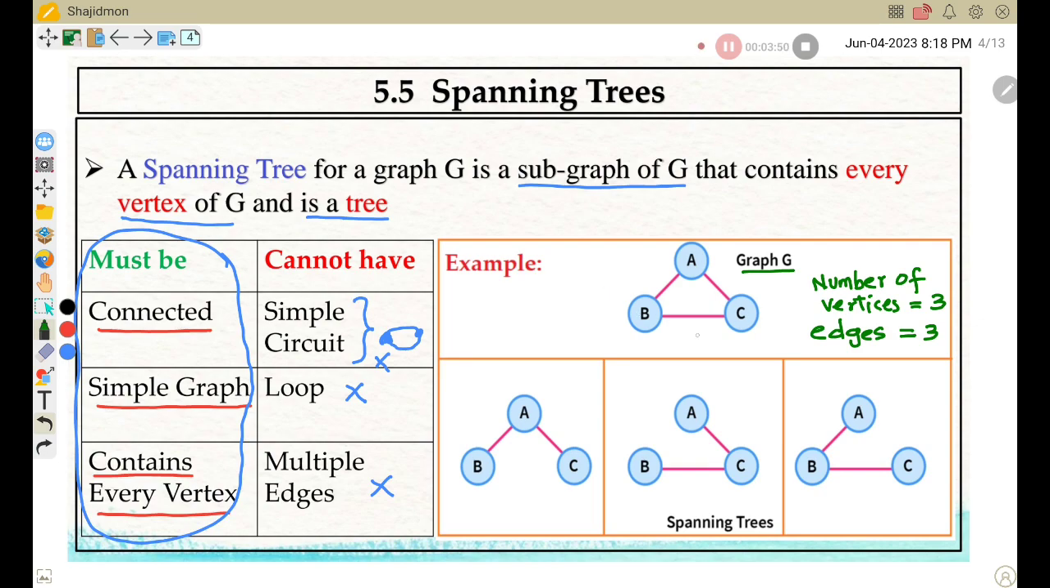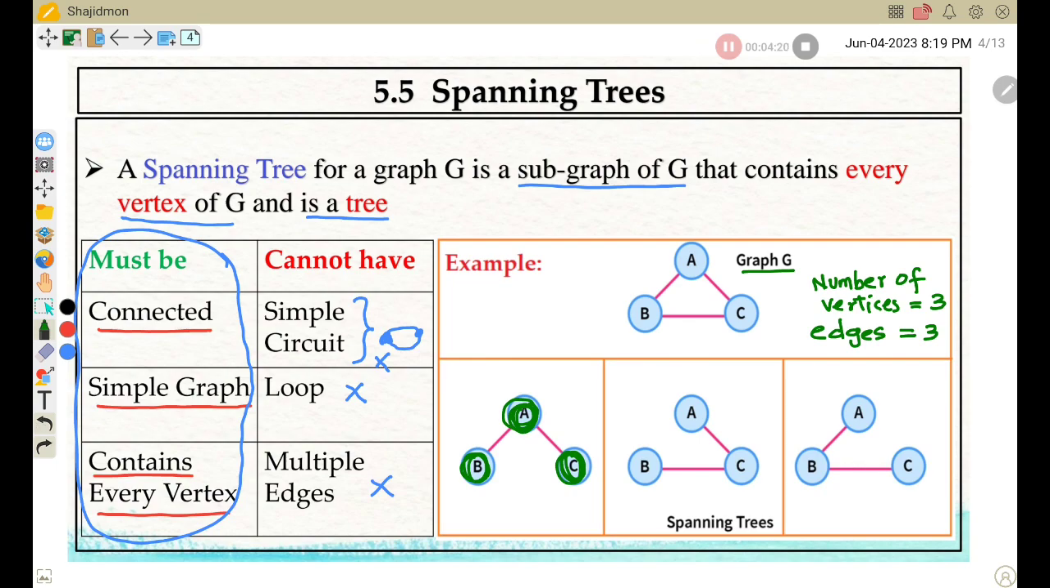Now from this graph, I can form these three spanning trees. You can see the spanning trees here: A, B, C. All the vertices should be in the spanning tree. That is the first condition. So A, B, C, all the vertices are there. And it should be connected: each pair of vertices should be connected by a path. For example, if you want to go from B to C, we have a path. So it is a connected graph, and it contains all the vertices.